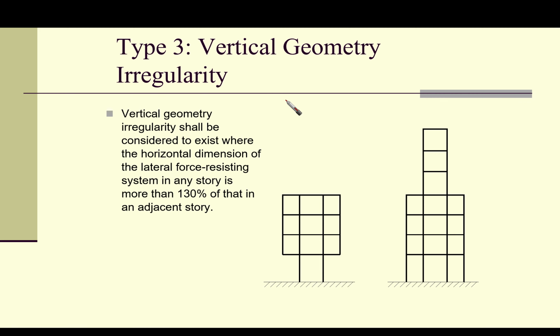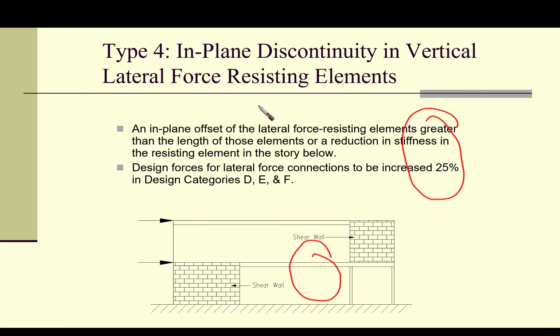Vertical geometry irregularity. Commonly it is going to be something like this, that we have 2 columns here, or we have something like this. So this is the vertical geometry irregularity. Okay. Now for 4, which is in-plane discontinuity in vertical lateral force resisting elements.